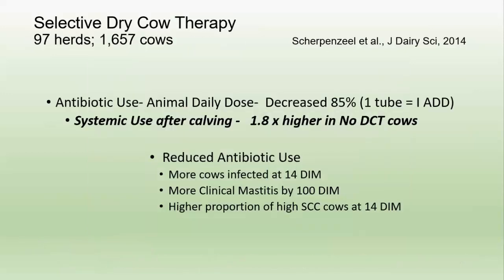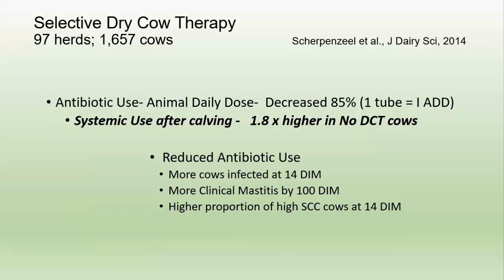One critical thing in this study was that antibiotic use was measured as an animal daily dose. And what is that? That's the amount of antibiotic that a cow would receive, whether it's systemic or intramammary, that would equate to a dose per day. For instance, in a dry cow tube, one dry cow tube equals one animal daily dose. And thus a cow receives 4 daily doses when she is treated as a dry cow in all 4 quarters.